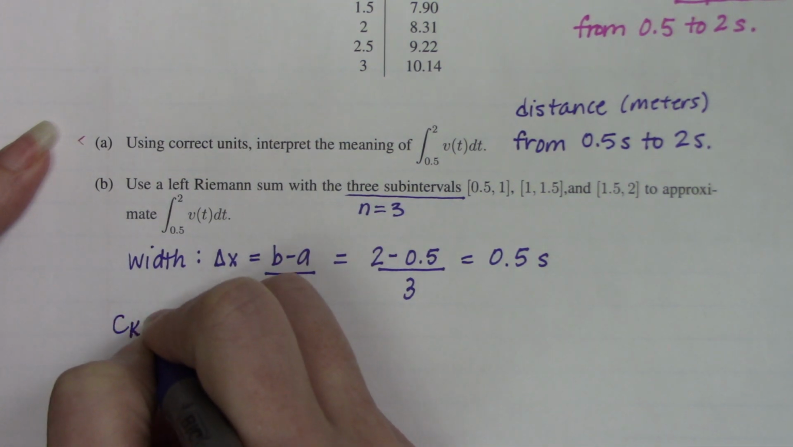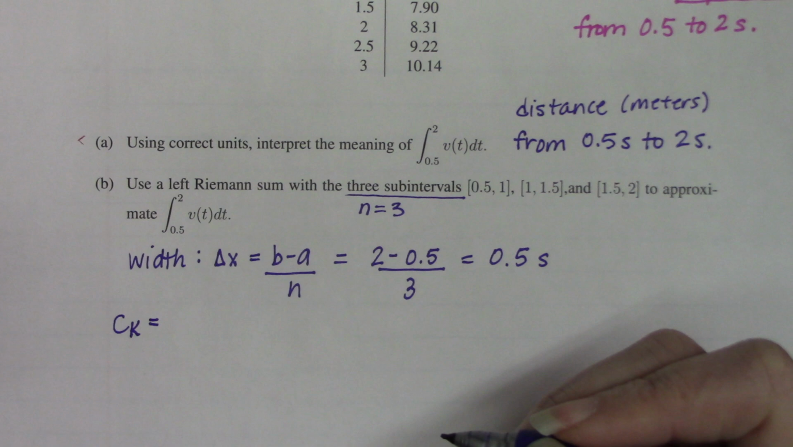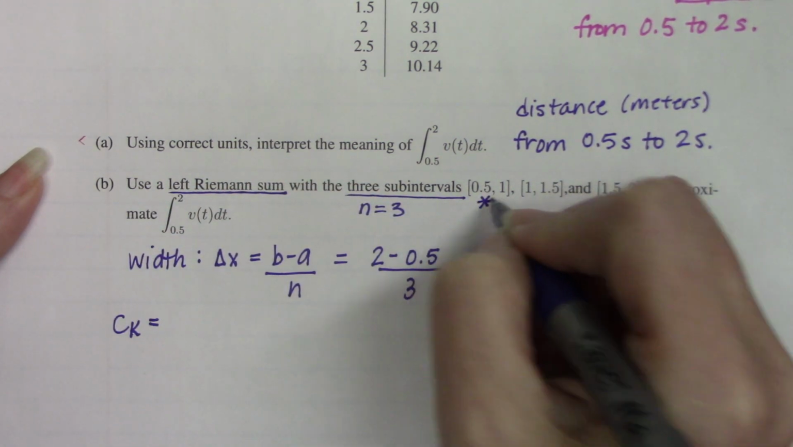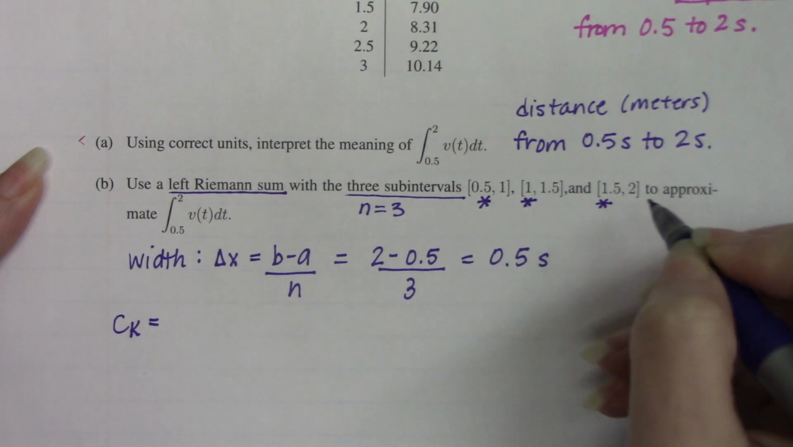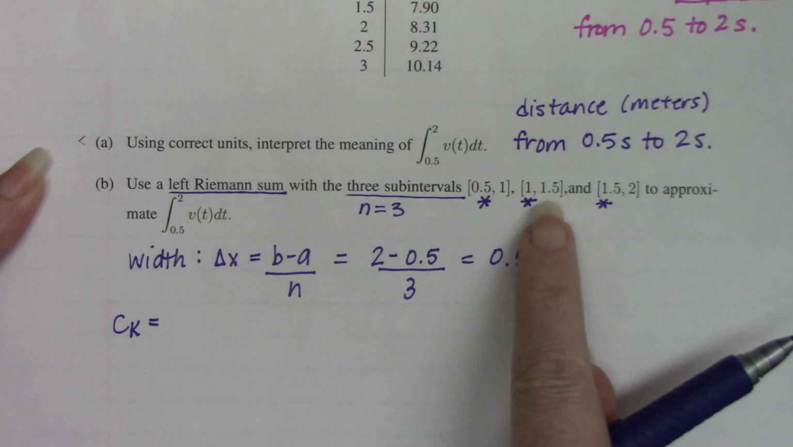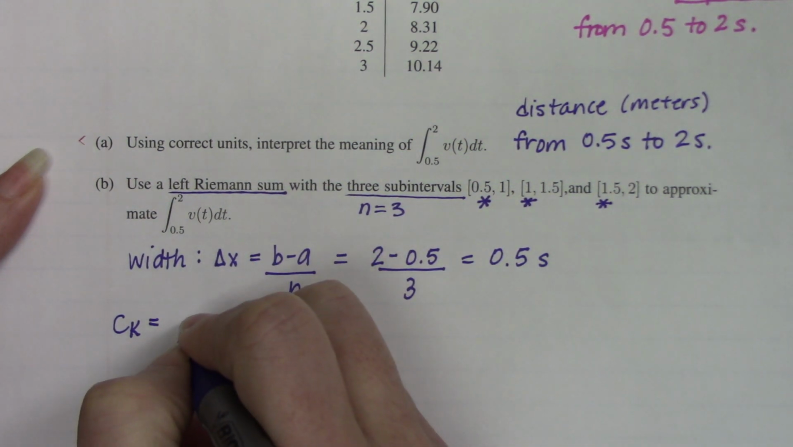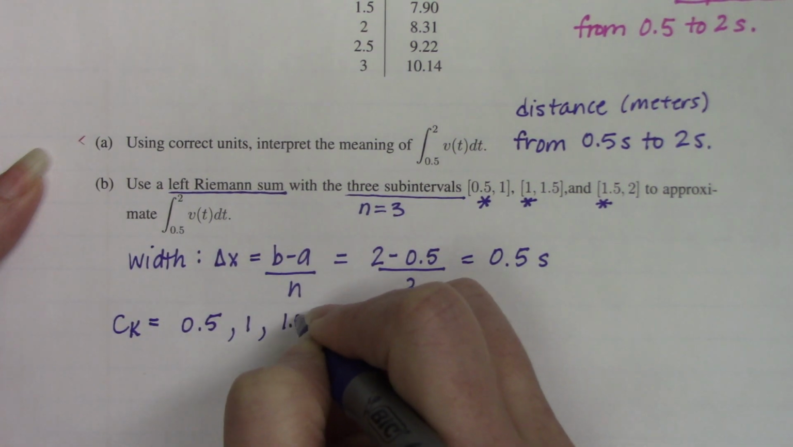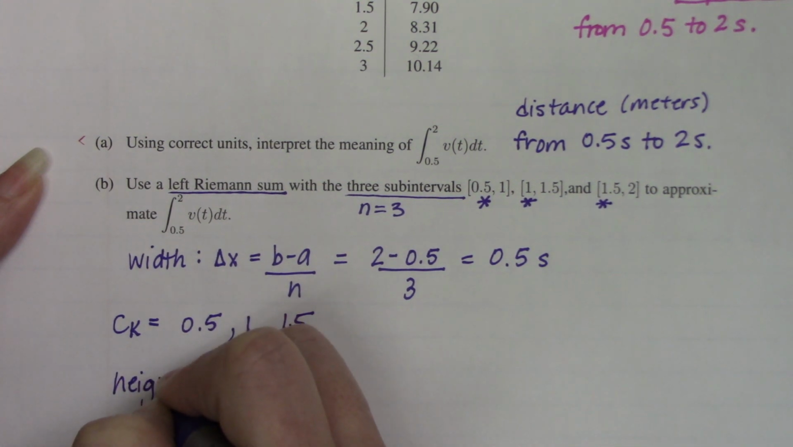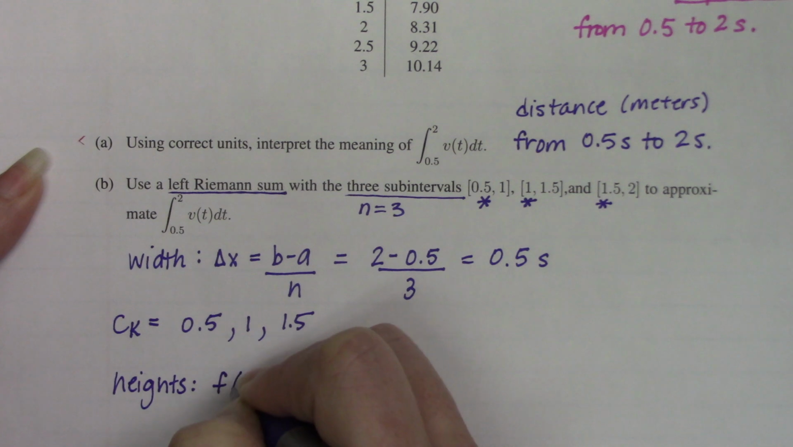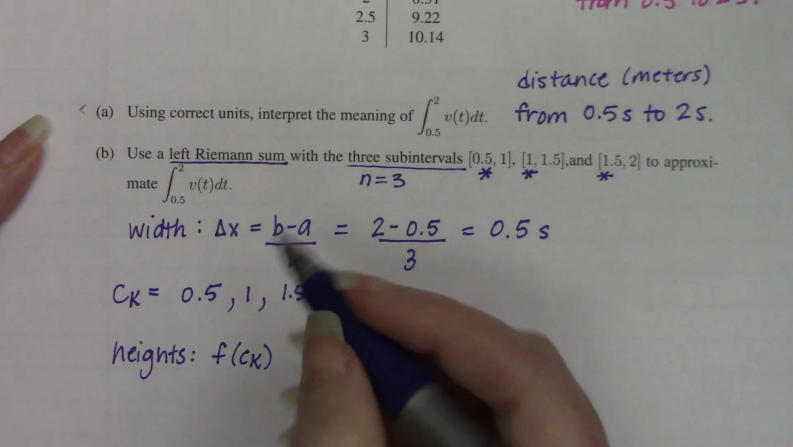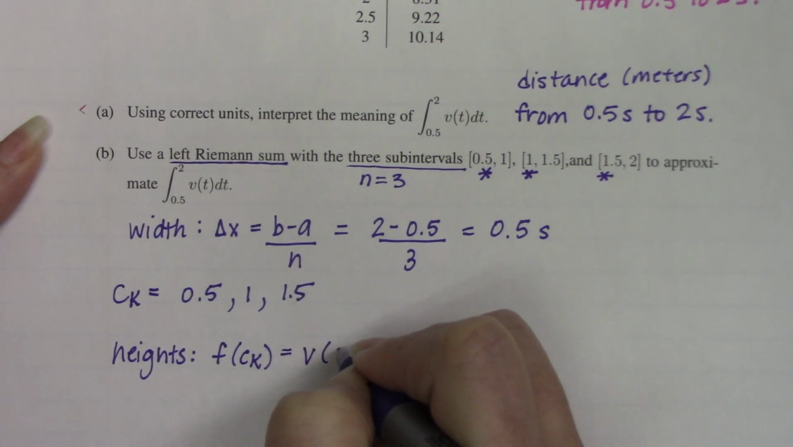Then, in order to determine each of our 3 heights, these are the values that you would plug into the function in order to determine the height of your rectangles. Here we were told to use left endpoints. So on each of these intervals, I'm going to put a little star on the left edge, meaning these are the x values we want to extract to plug into our function. The heights of our rectangles are found by plugging those values into the function, and in this case our function is named v.